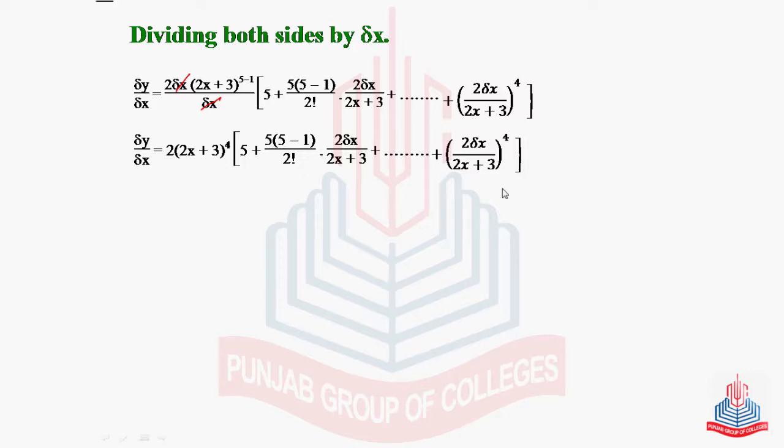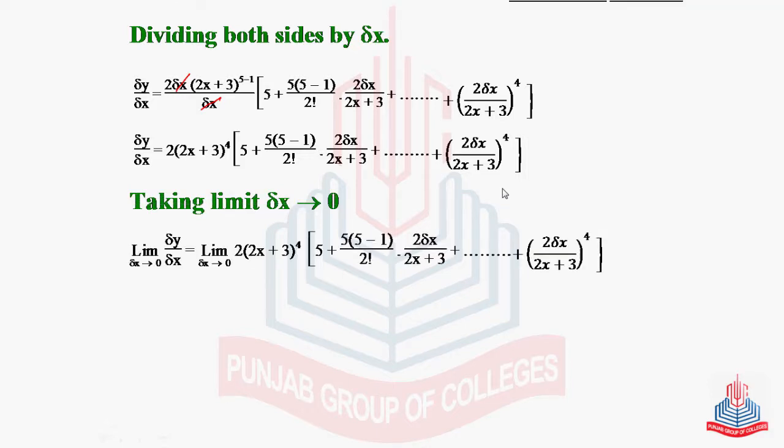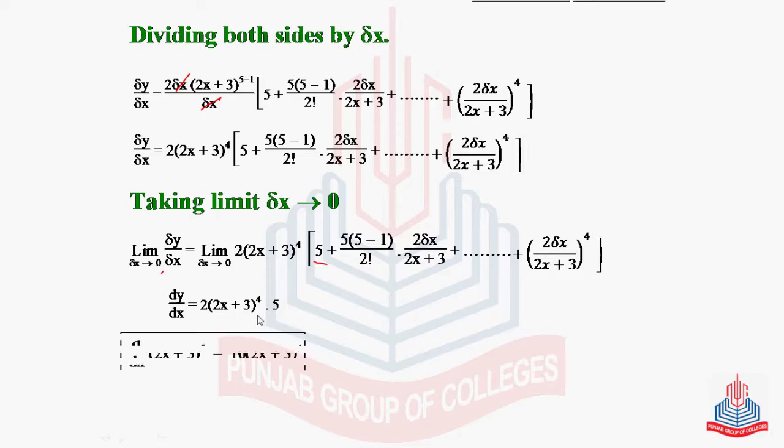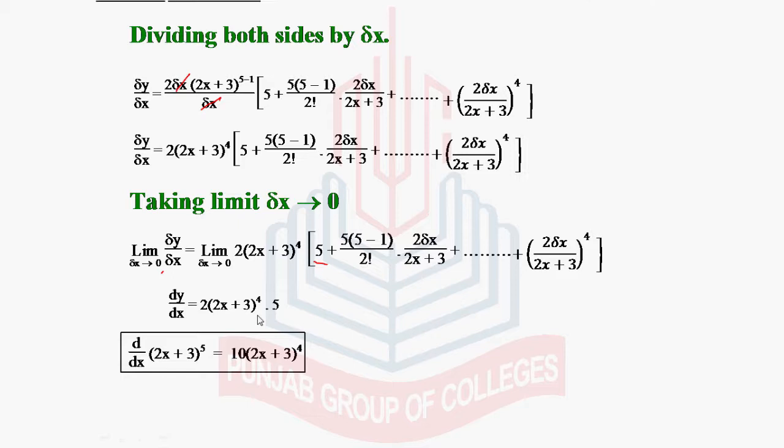Taking the limit as delta x approaches 0, applying the limit on both sides, limit delta x approaches 0 of delta y by delta x, and limit delta x approaches 0 of 2 into (2x plus 3) raised to the power 4, and this one is again the same thing. So the left side will become dy by dx, and on the right hand side the terms containing delta x will become 0 after applying the limit. So all other terms containing delta x will become 0 except this first term, which is 5, and after multiplying 2 into (2x plus 3) raised to the power 4, finally we have the derivative of the required expression, which is 5 into 2, 10, (2x plus 3) raised to the power 4.